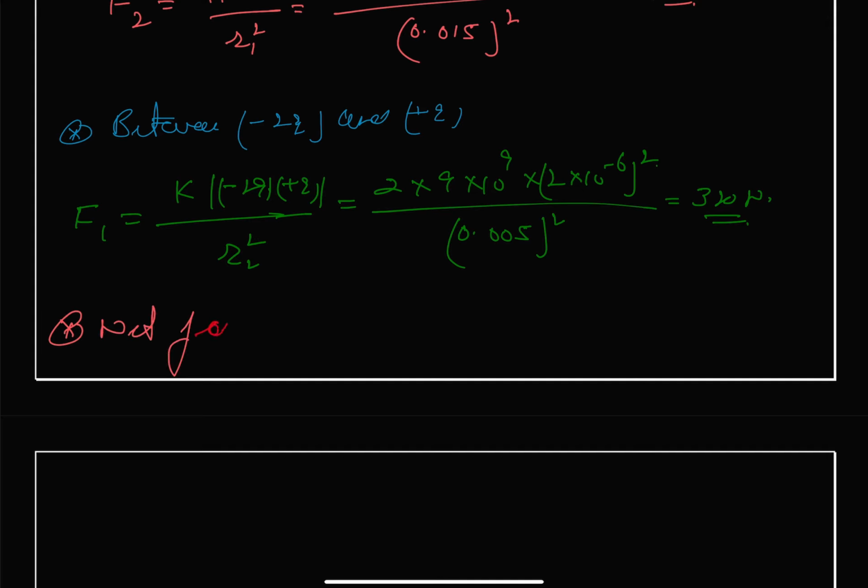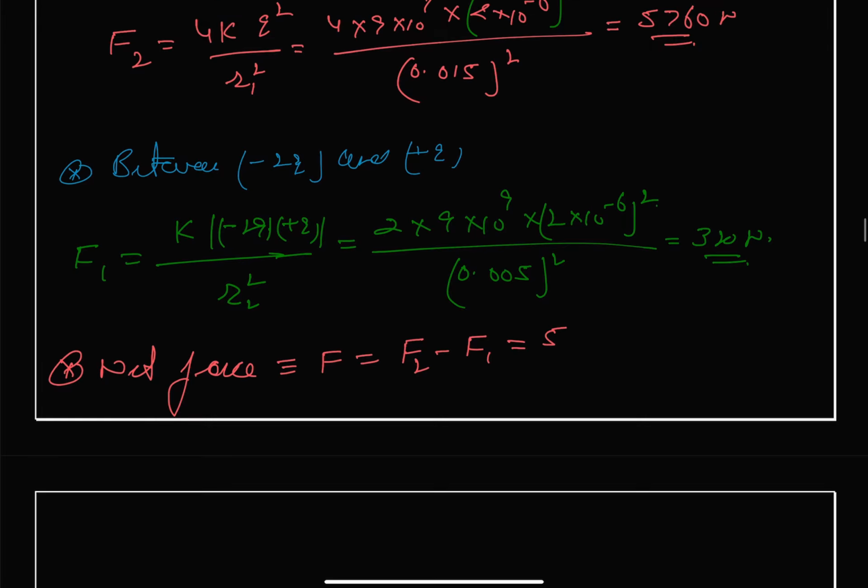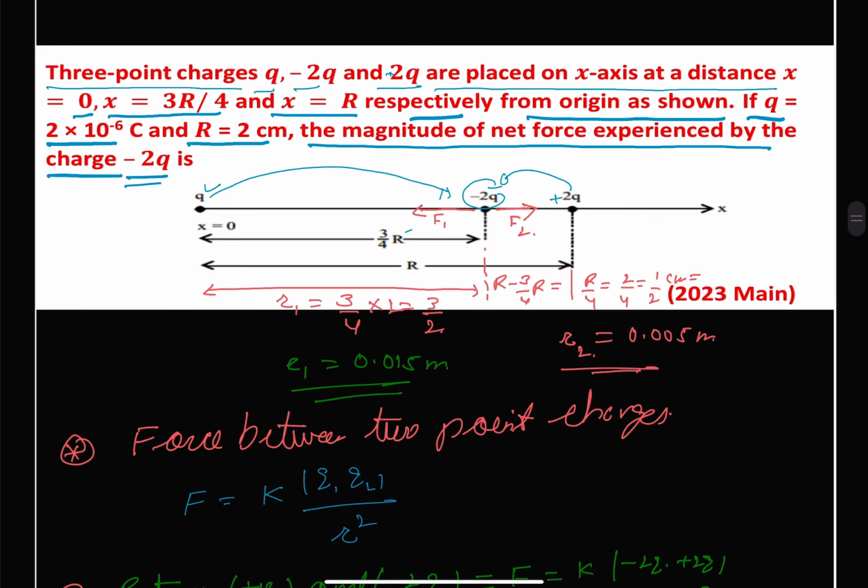So net force, let us call that F, will be equal to F2 minus F1, which is 5760 minus 320, and this comes as 5440. F2 is greater than F1, so the net force will be towards the right. So the magnitude of force experienced by this charge is 5440 Newton.